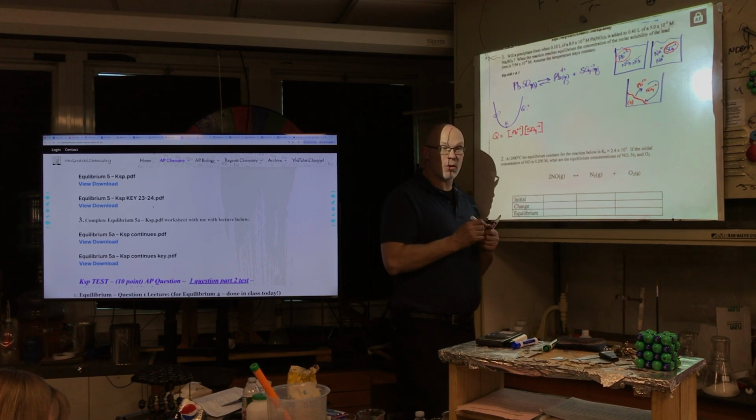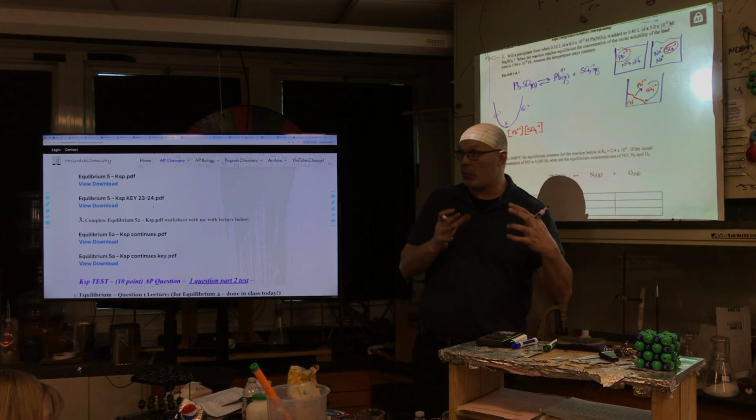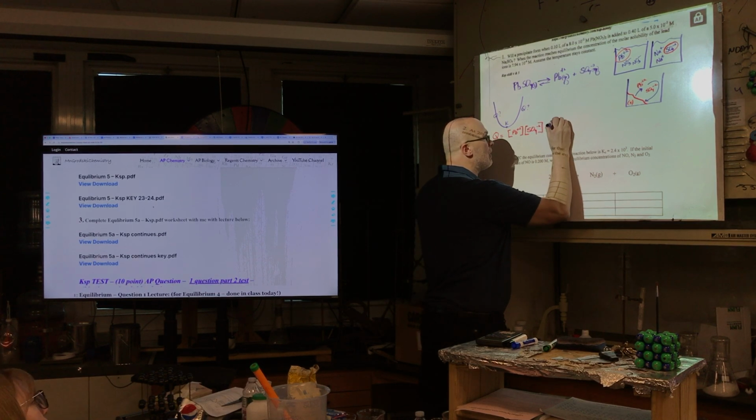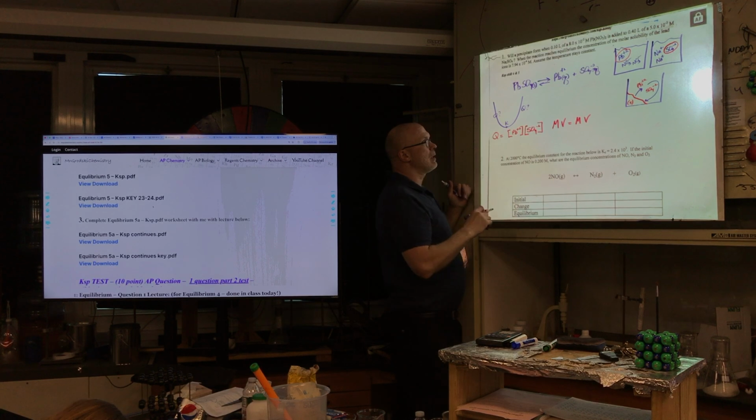So this is what we used earlier in the year when we did this kind of math, but we didn't do equilibrium. So that's why I'm closing the door. So I'm going to do MV equals MV. Now what I'm going to solve for is the new molarity.